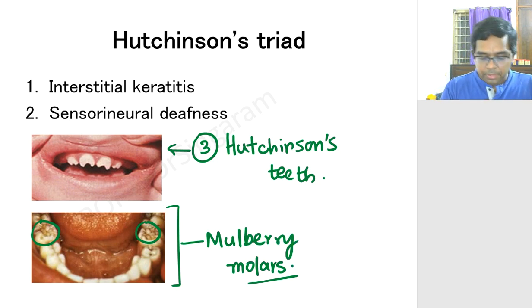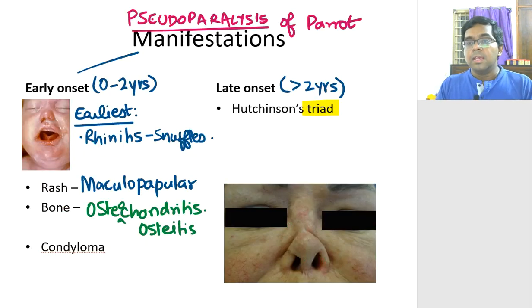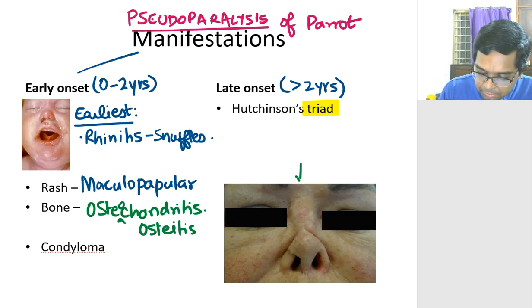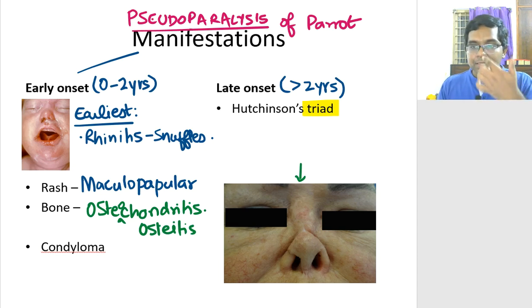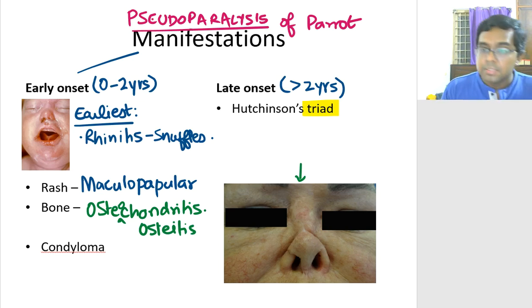What are the other manifestations? As a process of extensive inflammation, there is also destruction of the bony structures, especially the nasal septum, which can get destroyed, and it can give rise to this manifestation. What is this manifestation? You can see at the root of the nose there is a depression. This is because of the destruction of the bone in that area. What is this called? This is called a saddle nose deformity.